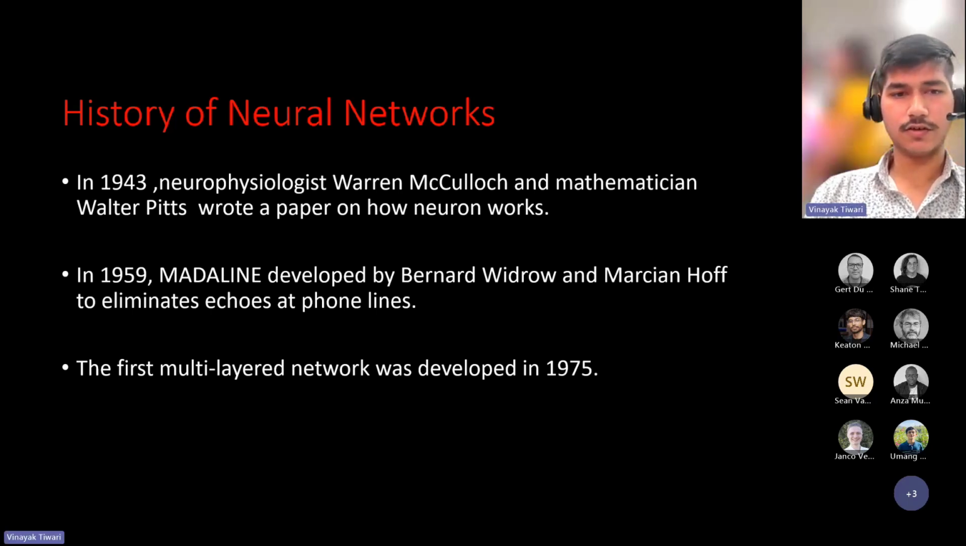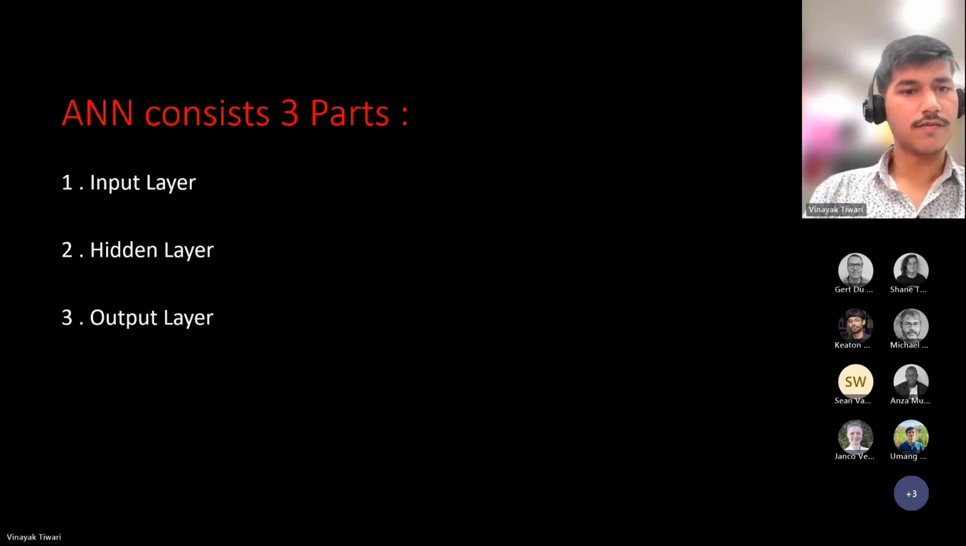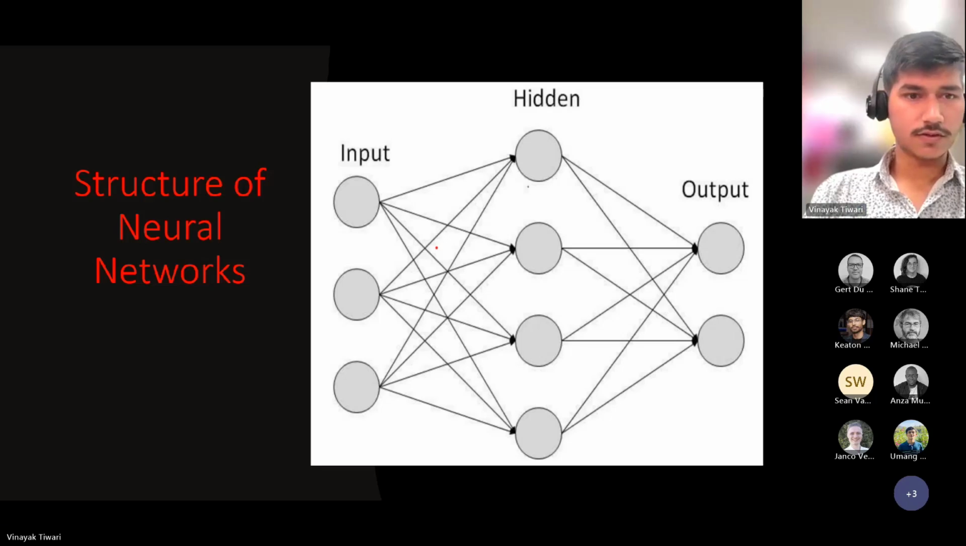So let's see how the artificial neural network works. Generally it consists of three parts: first is the input layer, second is the hidden layer, and third is the output layer. Let's see what the structure of the neural network is. So this is the structure. As you all can see, the first is the input layer, second is hidden, and third is output. These are all groups of interconnected layers.